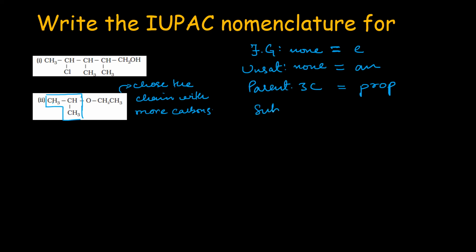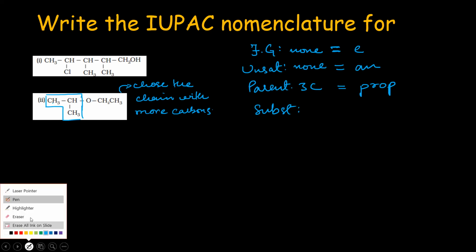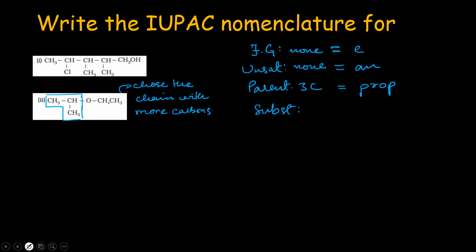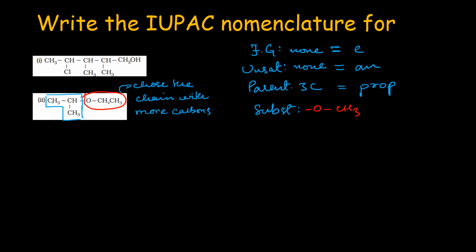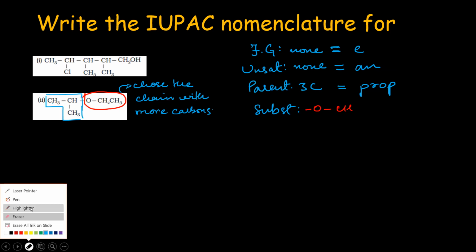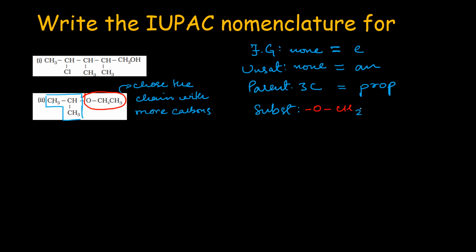Now the substituent. We will choose this OCH3 group here. Why? Because this is the fragment of the molecule which has not been named till now. So what is the substituent? The substituent is OCH3. Now how to name it? Very easy. No, it is OCH2CH3, my bad. Please listen, don't write.